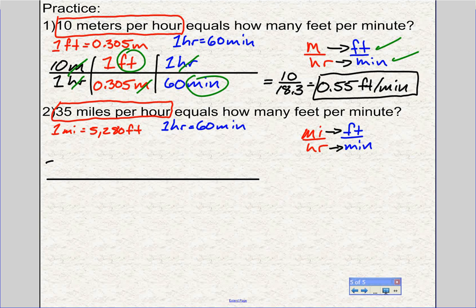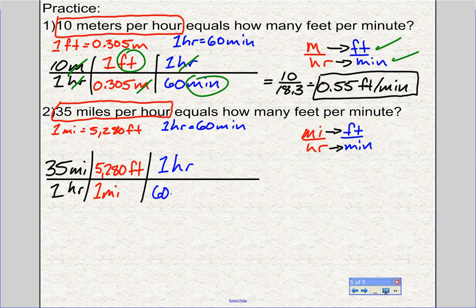Write down what I was given, 35 miles per hour. Take my first conversion factor, 1 mile equals 5,280 feet, and plug it in. I have miles here, so I need miles on the bottom to cancel that out. The 5,280 feet on top. Take my next conversion factor, hours on the bottom, so I need hours on top. So again, canceling out my units, miles over miles, hours over hours. I'm left with feet over minutes, which is what I want.